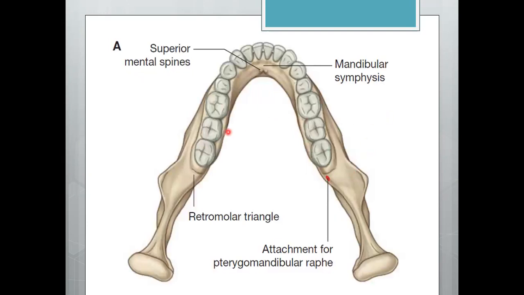And these are the superior mental spine and inferior mental spine, and this is the mandibular symphysis. This is the retromolar triangle, and this provides the attachment for the pterygomandibular raphe.